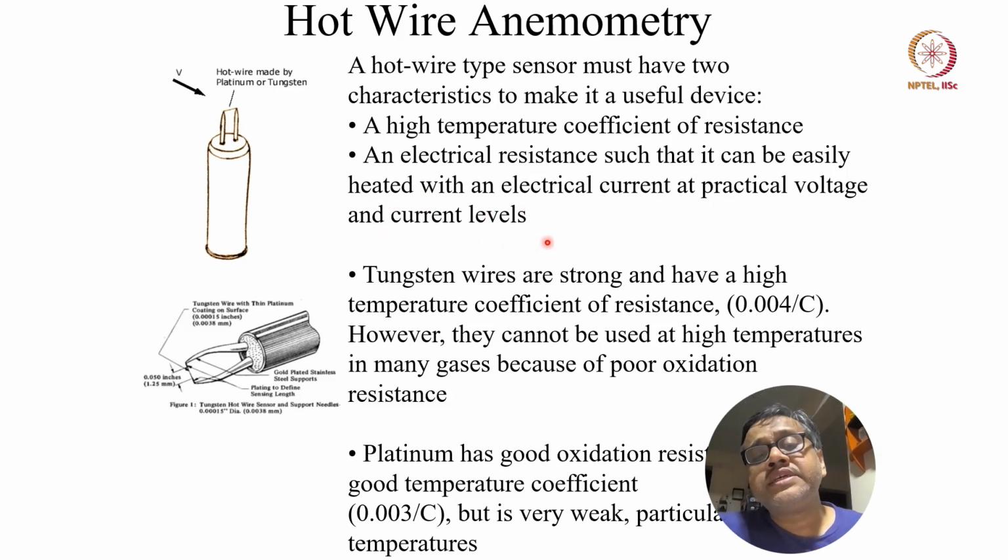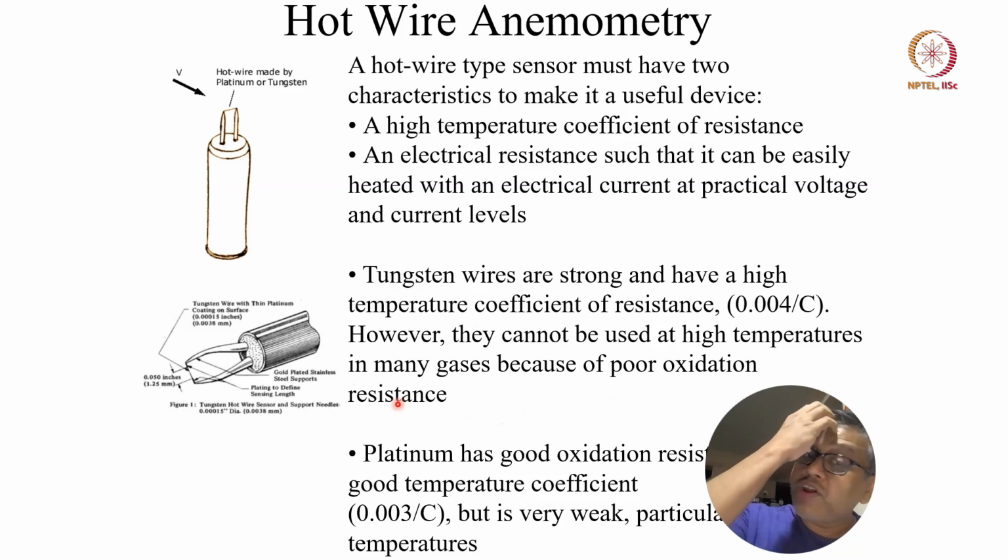So that it can be easily heated up using the current level that our normal power sources can actually supply. Okay, so the tungsten wires that are used are very strong and they have a high temperature coefficient of resistance, which is about 0.004. However, they cannot be used at high temperatures in many gases because they can get oxidized. So tungsten gets oxidized in very high temperature gases.